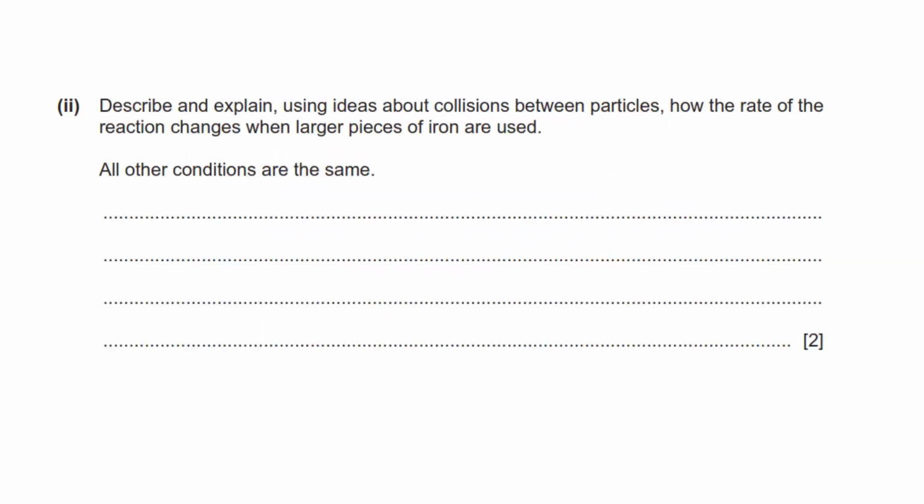So moving ahead at part two, it says describe and explain using ideas about collision between particles how the rate of reaction changes when larger pieces of iron are used. All other conditions are the same. So remember, when we have to increase the rate of any reaction, you basically use the powdered form of the solute, or these salts or the metals, because that increases the overall surface area for more successful collisions for reaction to take place. But if you are using a solid or large chunk of metal, that will reduce the effective area available for particles to collide and increase the rate of reaction. So if you're using a solid, this basically decreases the overall rate of reaction in this case.